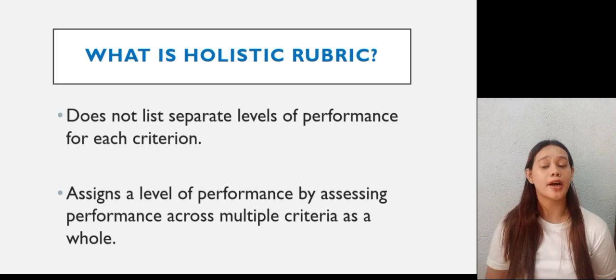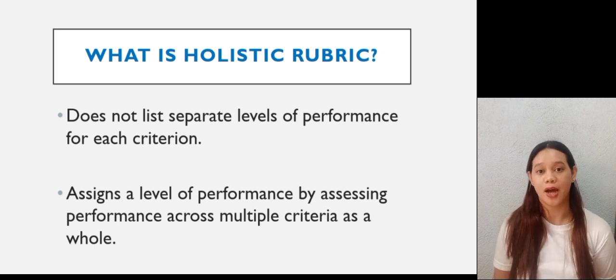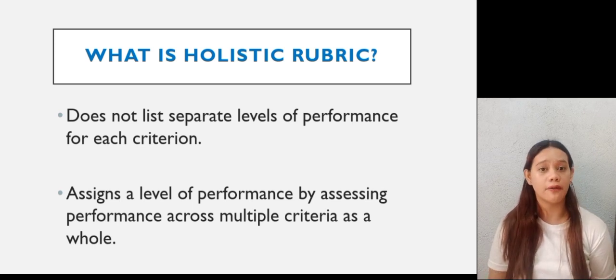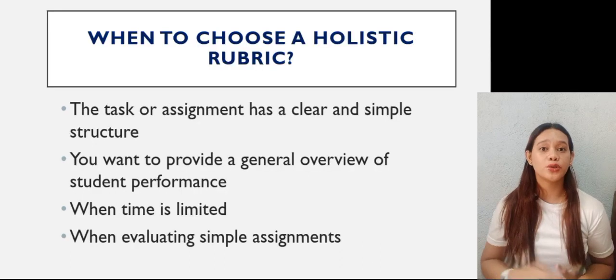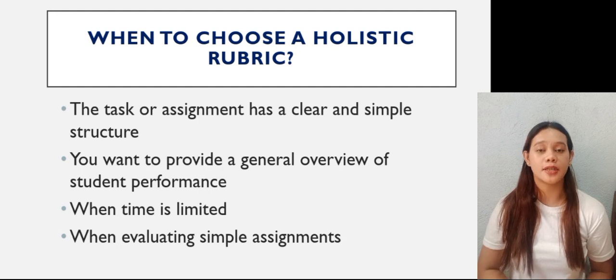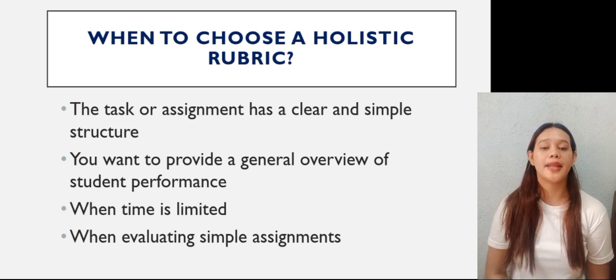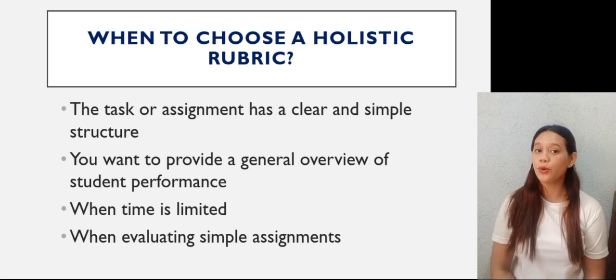Holistic rubrics are often used for tasks that do not have clear and specific criteria for evaluation, such as creative writing or artistic projects. They are also useful when evaluating tasks that require a more subjective assessment, such as public speaking or debating. So when to choose a holistic rubric? Holistic rubrics are a useful tool for assessing assignments or tasks that are more straightforward and have fewer criteria or dimensions to evaluate.